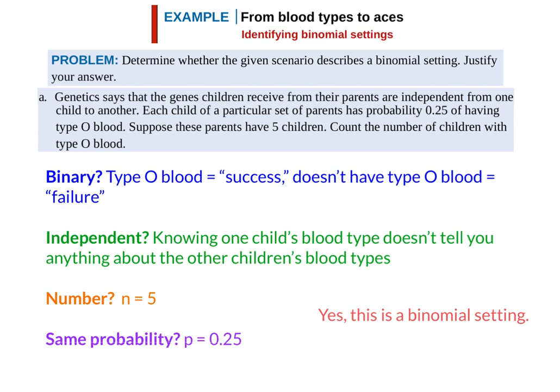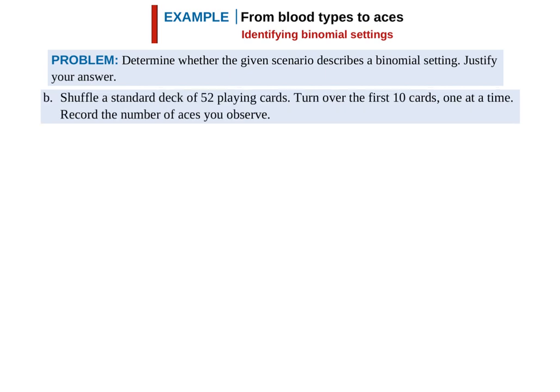And then the number, that's going to indicate the number of trials, or the number of kids in this setting, and that is 5. And do they all have the same probability of occurring? Meaning, do they all have the same chance of success, or having type O blood? And that is also true. That probability is 0.25, or 1 out of 4. So yes, it meets BINS, so it is a binomial setting.